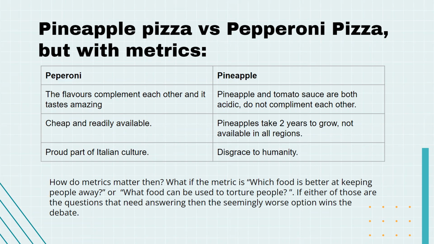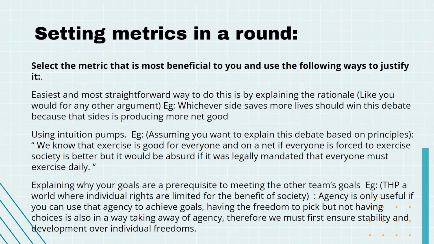But if you set metrics correctly, you can have the seemingly losing side win. Because if the metric is which food is better at keeping people away, or which food can be used to make people suffer, then clearly the opposition wins this debate. It's a silly example, but we'll do more serious examples later, right? So how then do you set metrics in an actual debate round?